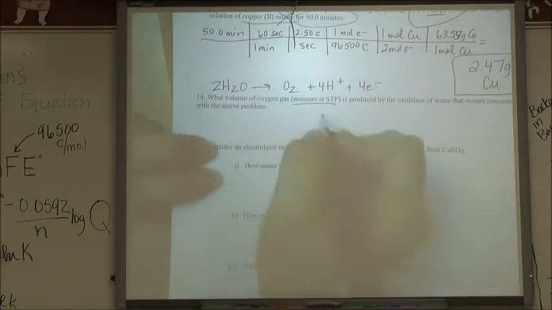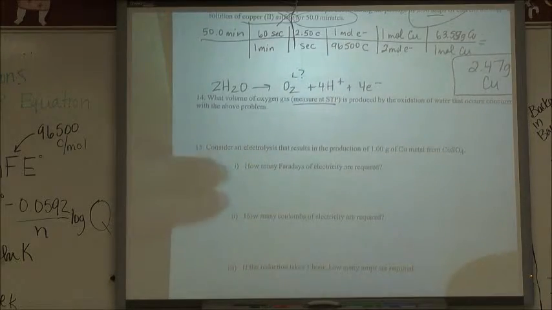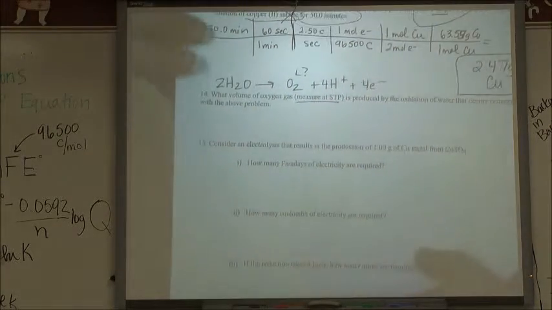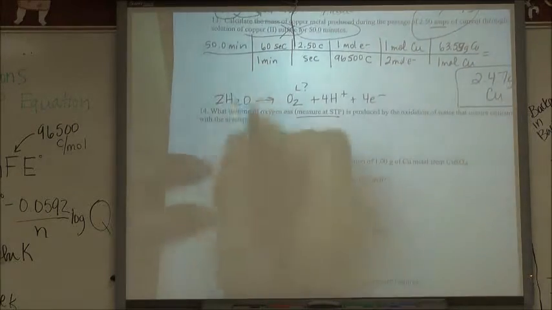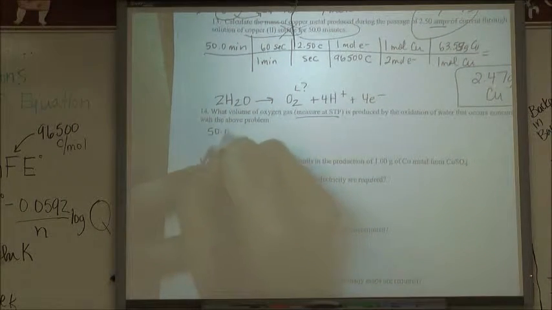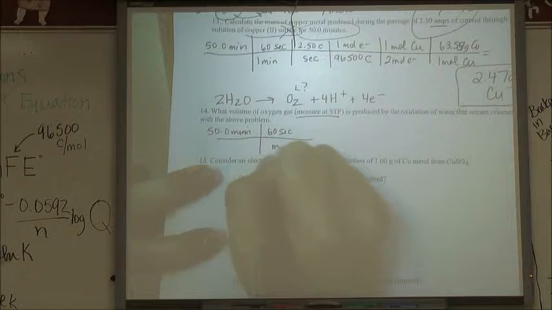It says, what volume of oxygen gas? So we're looking for liters of that. We're going to be in the exact same cell, so we have the exact same setup. Our cell has the same time and amperage. So we're going to go with our 50 again. A lot of this is repeat. I'm going to convert that 50 minutes to seconds.